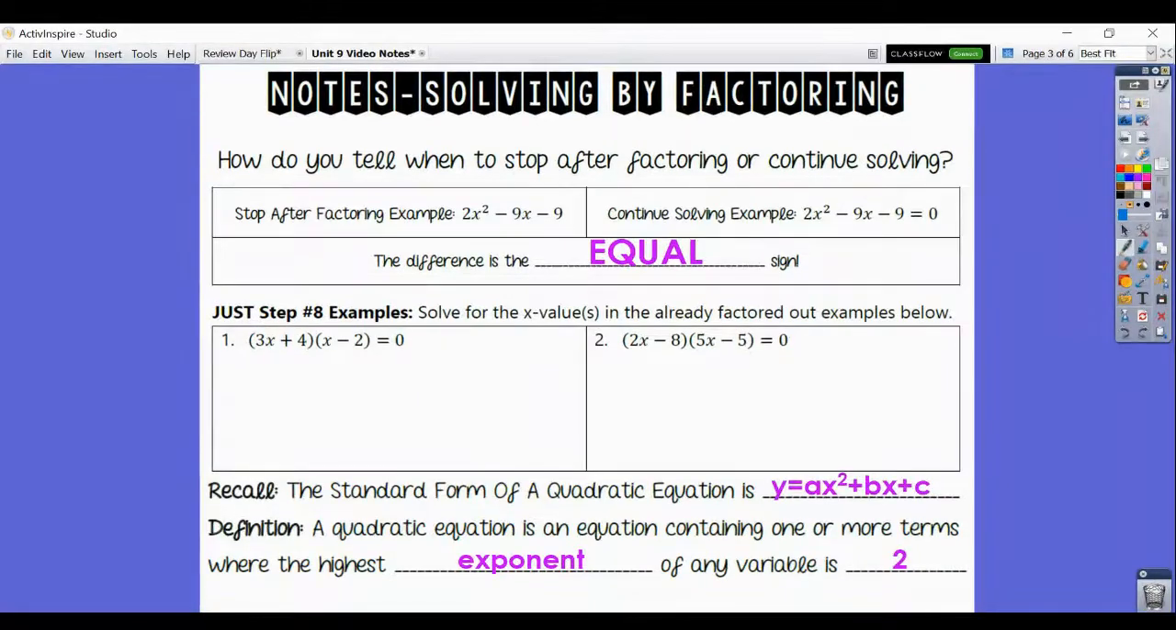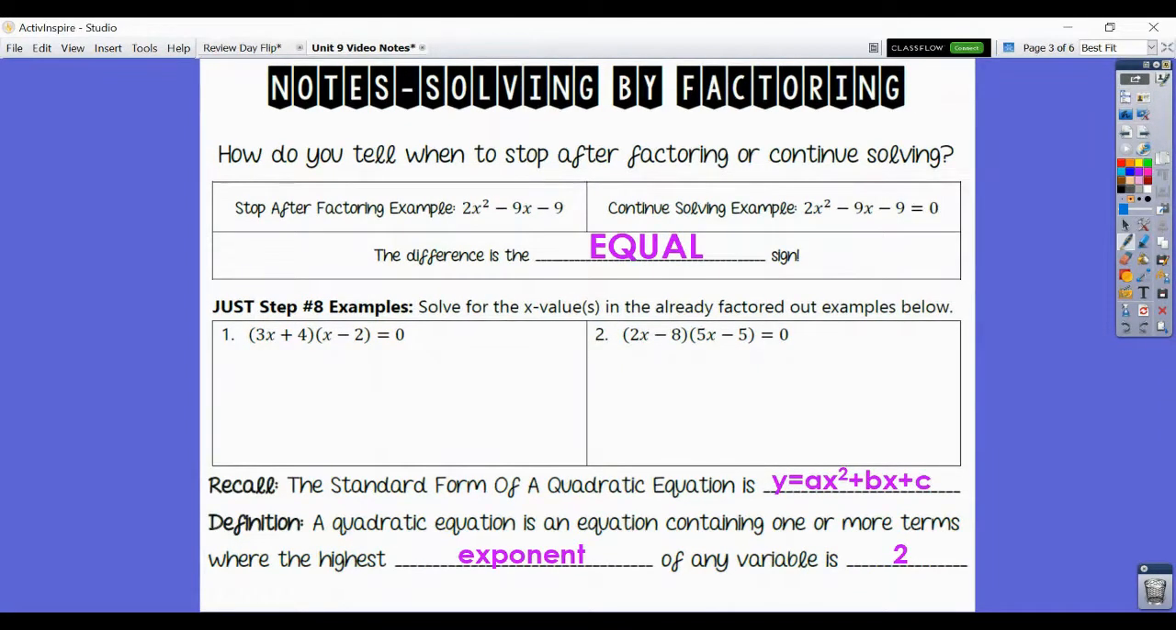In today's lesson, we're going to be solving quadratics by factoring. How do you tell when to stop after factoring or continue solving? Let's look at the examples given. The stop after factoring example reads 2x squared minus 9x minus 9. The continued solving example is 2x squared minus 9x minus 9, but it's equal to 0.